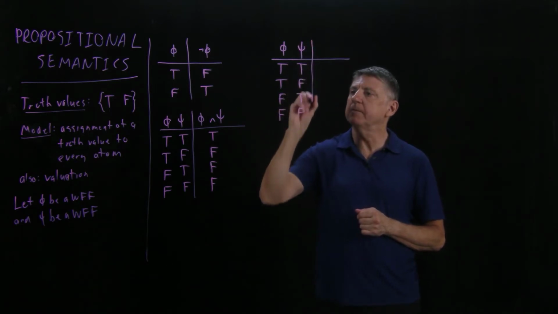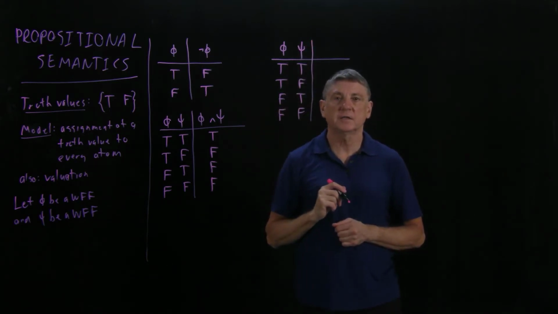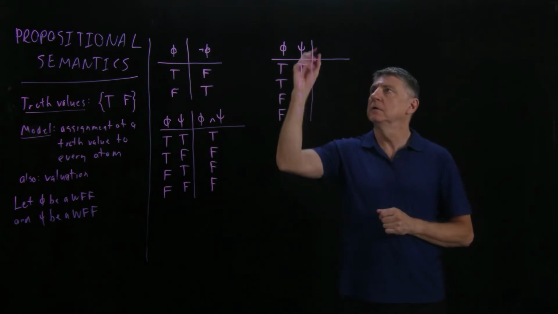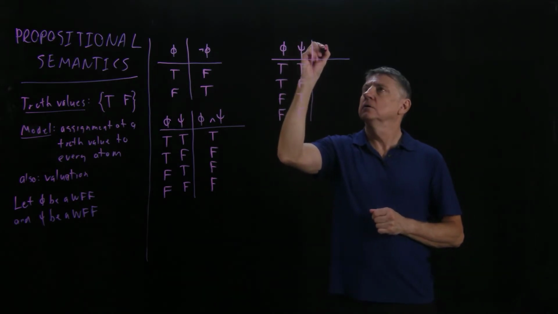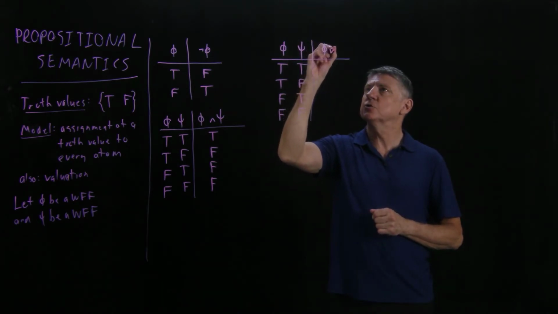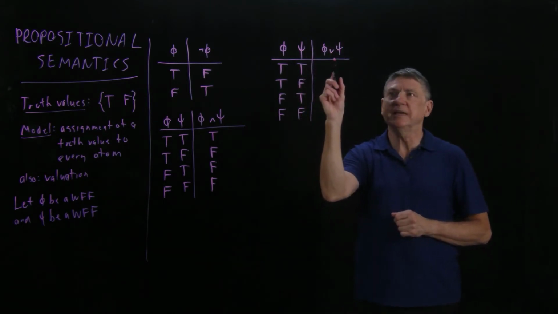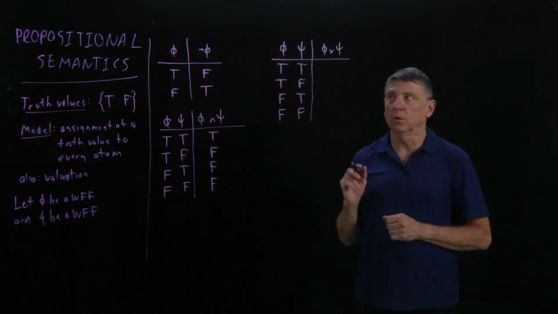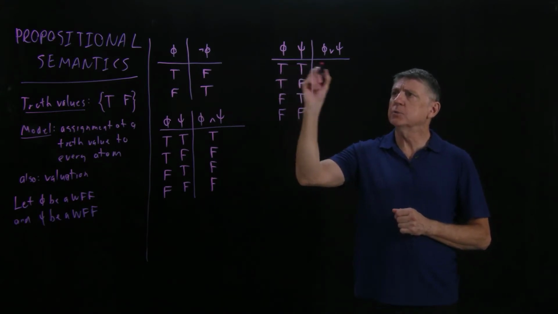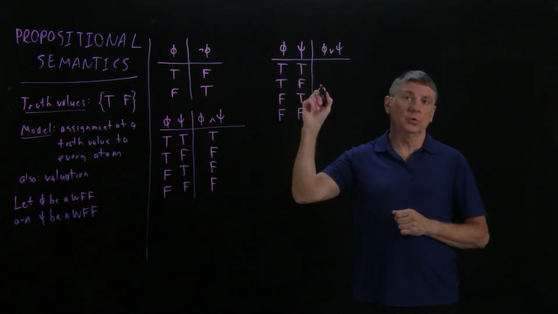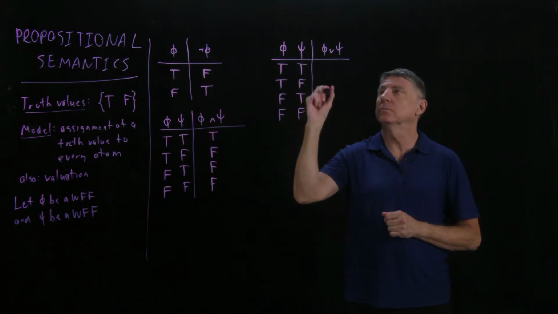And we can now, by means of a truth table, define the semantics of disjunction. So phi disjoined with psi. In English, this is the inclusive form of the word "or." And this will be true if either the left or the right disjunct is true.